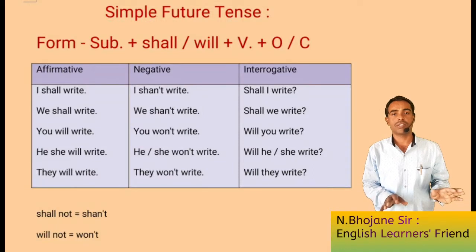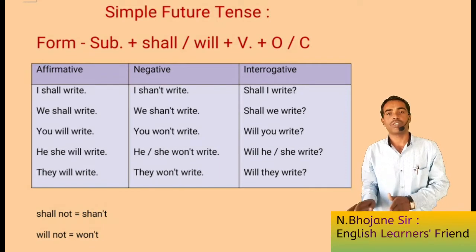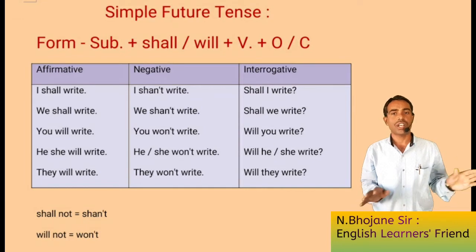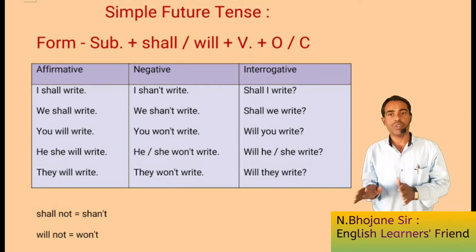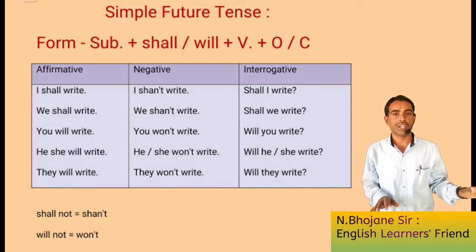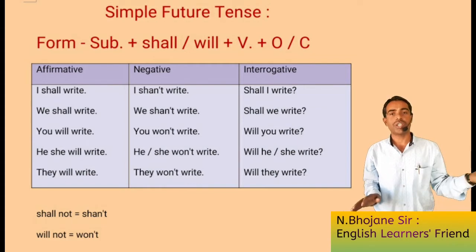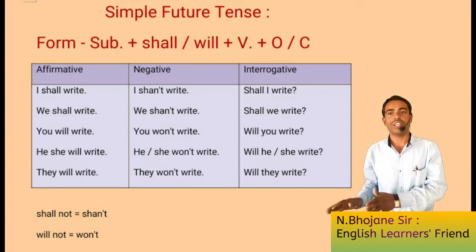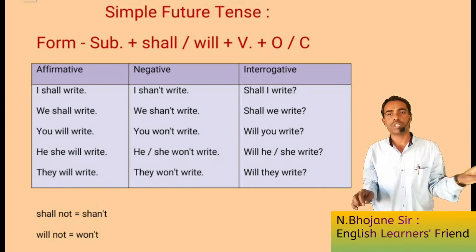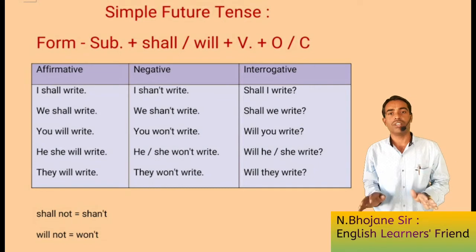Simple future tense. Its form: subject plus shall or will plus verb base form plus object or complement. Affirmative sentences: I shall write, we shall write, you will write, he will write, she will write, they will write. Negative: I shan't write, we shan't write, you won't write, he won't write, she won't write, they won't write. Interrogative sentences: Shall I write? Shall we write? Will you write? Will he write? Will she write? Will they write? Remember, if the subject is first person, I or we, use shall. If the subject is second person or third person, use will.